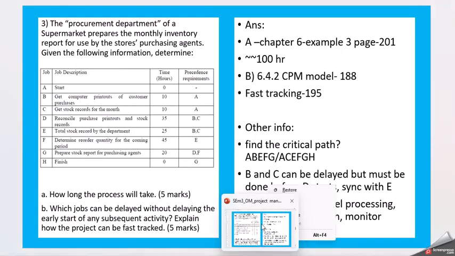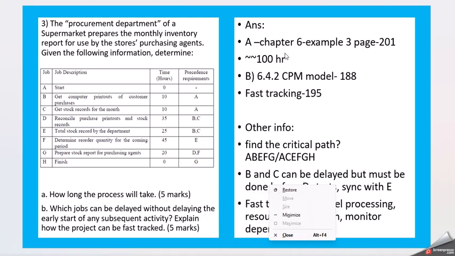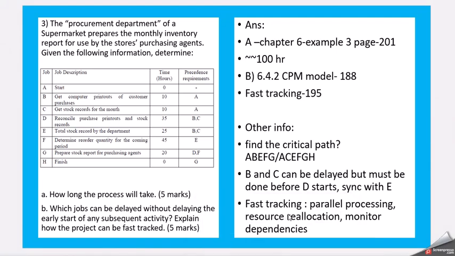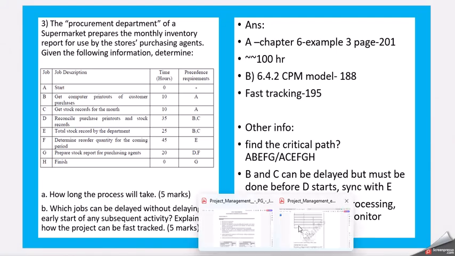Then part B is asking you for crashing. When I did the problem, it's coming close to 100 hours, but again, don't go by numbers. I'm just trying to guide you on how you can come close to around this number. Then for part B, we have to go ahead with the same CPM model again.